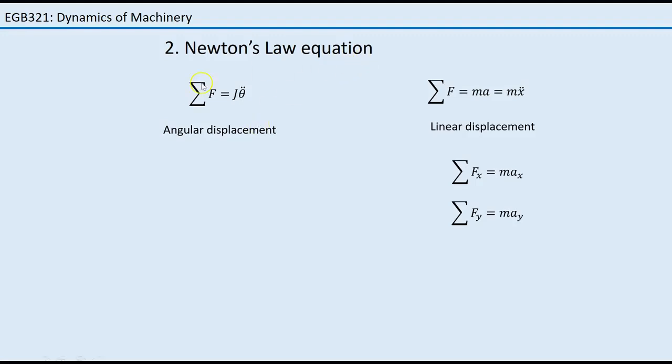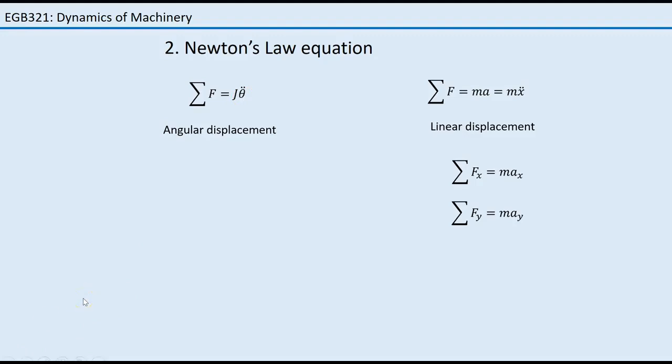For Newton's law, we know the equation, which is summation of F equal ma. This is for linear displacement. We can write x double dot instead of acceleration, and we can divide into x component and y component and find the summation of x forces and y forces. In case of angular displacement, we can write summation of moments equals mass moment of inertia times angular acceleration.